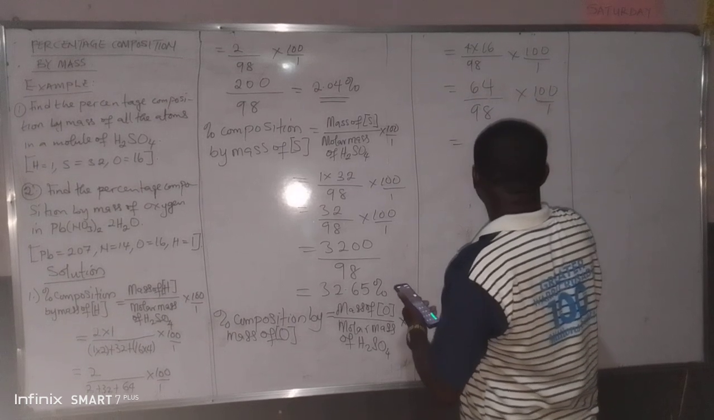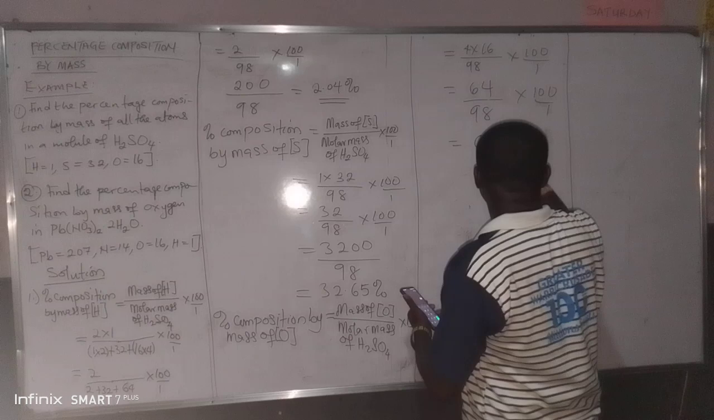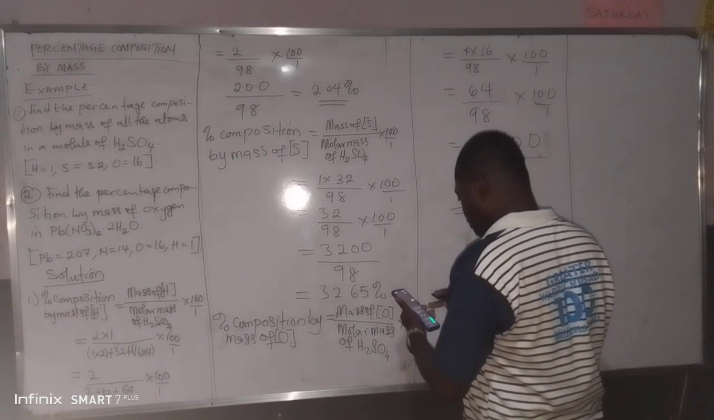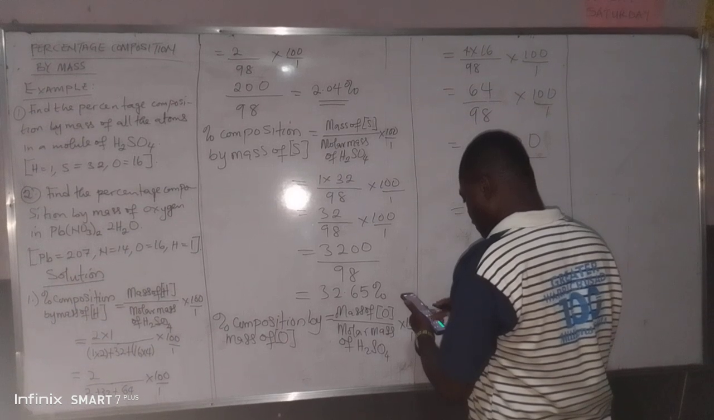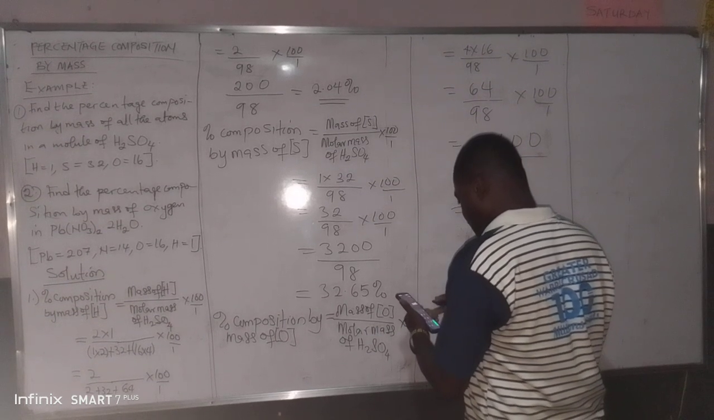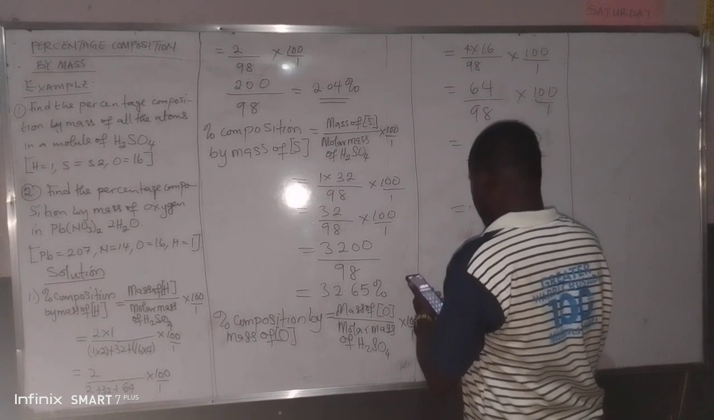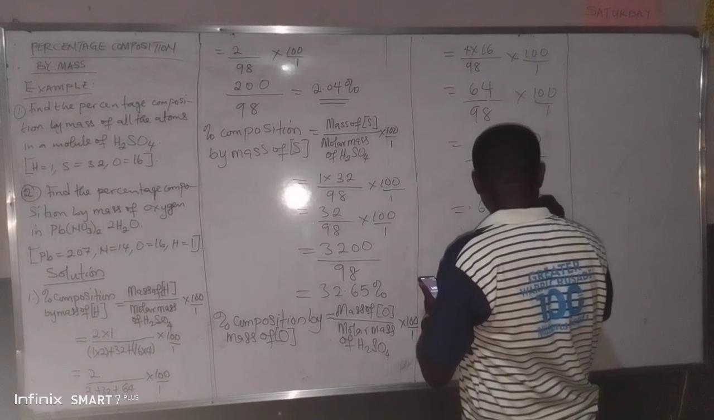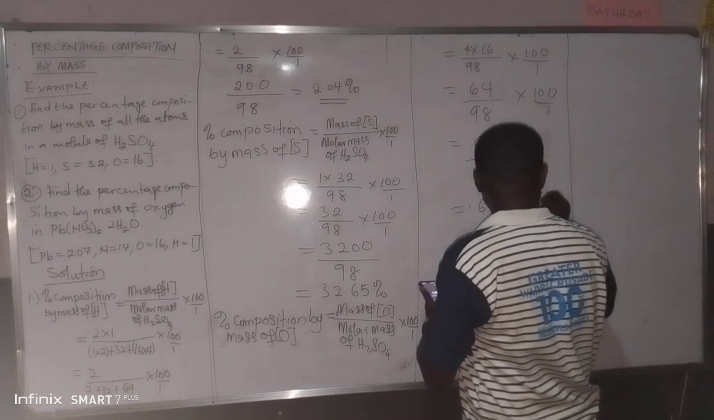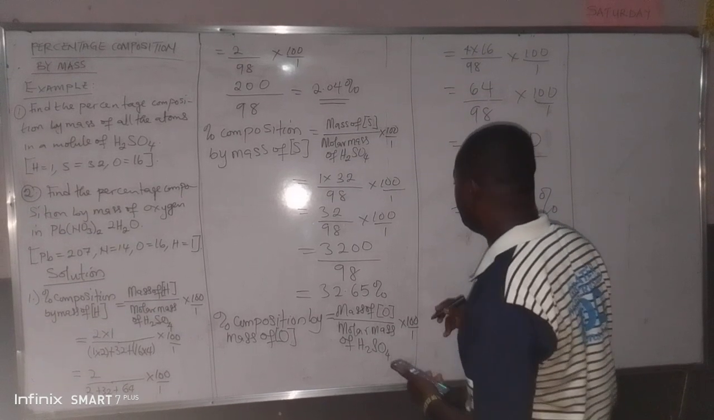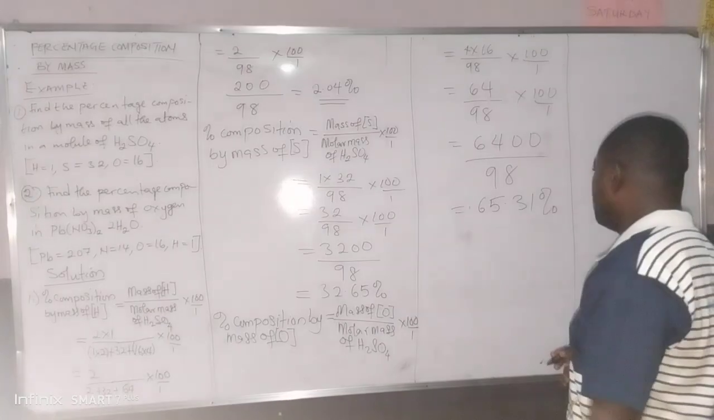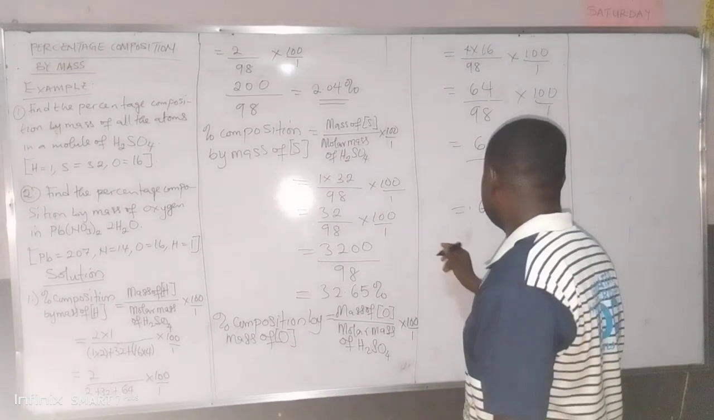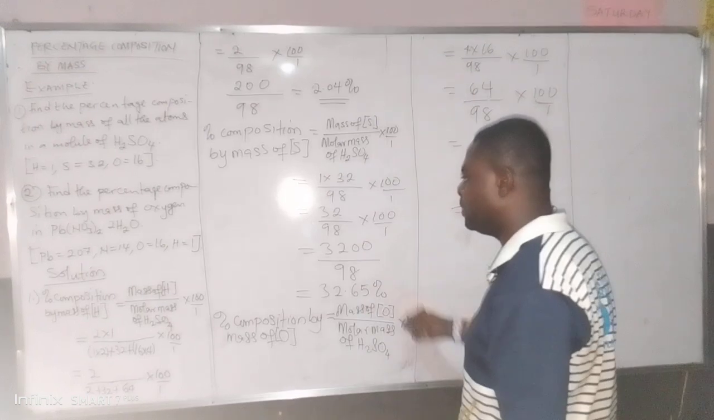64 times 100 is 6,400 over 98. So that gives us 6,400 over 98. The answer is 65.31%. Please, the answer should be a percentage. So we are done. To confirm that we are truly correct, adding up everything should give us 100%.